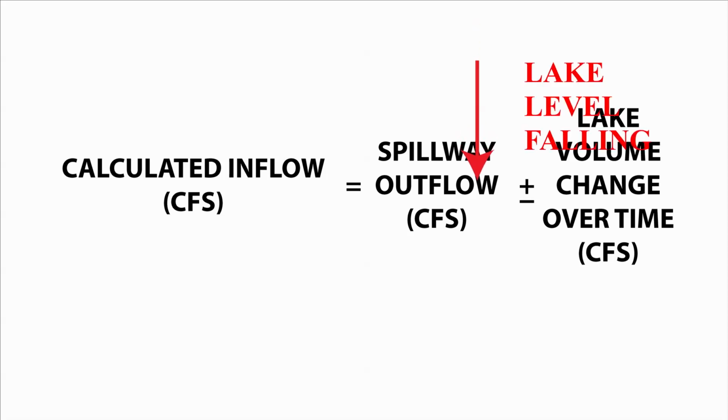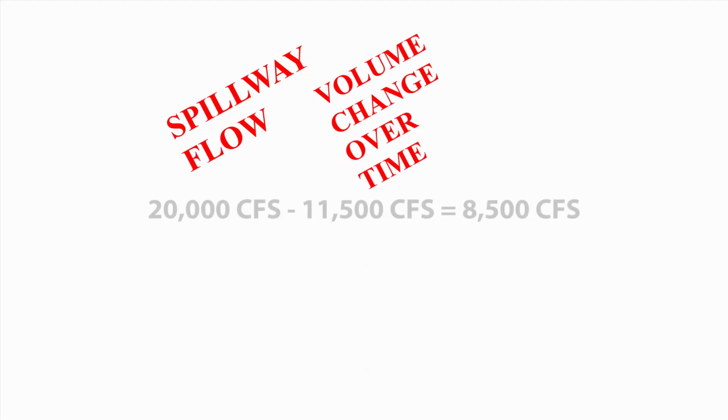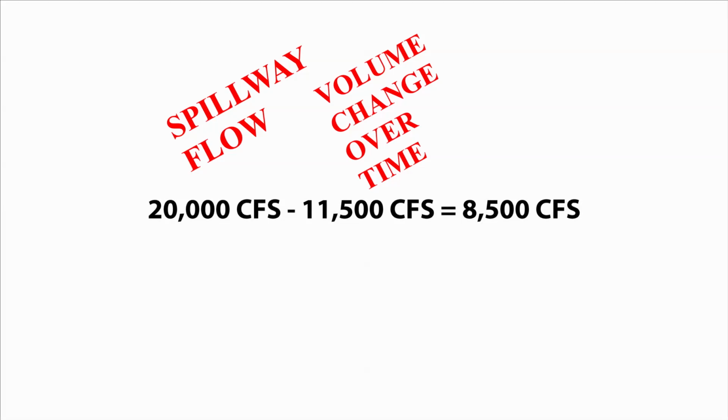When the reservoir is falling with the spillway gates open, you can see that the spillway flow must be greater than the unknown inflow. To calculate the unknown inflow in this case, start with the spillway flow and then subtract the flow represented by the volume change over time in the lake. If a spillway flow is 20,000 CFS and the lake falls 1 foot in 1 hour, what is the unknown inflow? The inflow represented by the change in lake elevation over time will be subtracted from the inflow represented by the flow through the spillway.